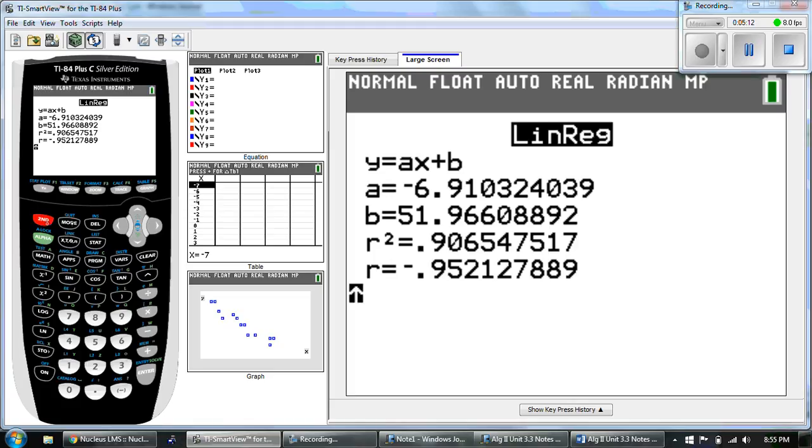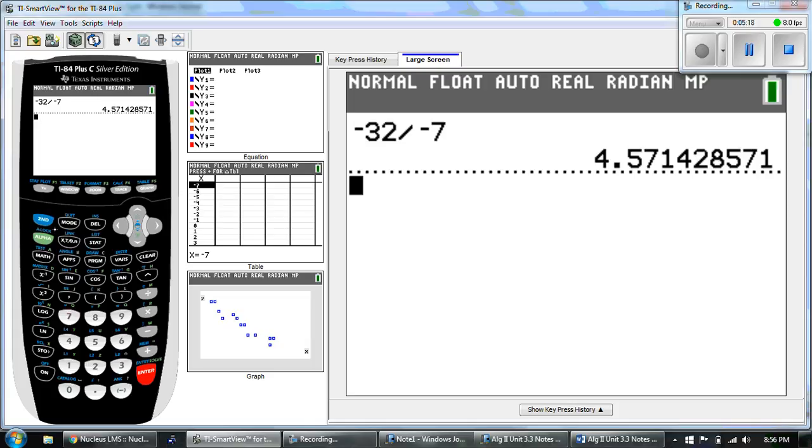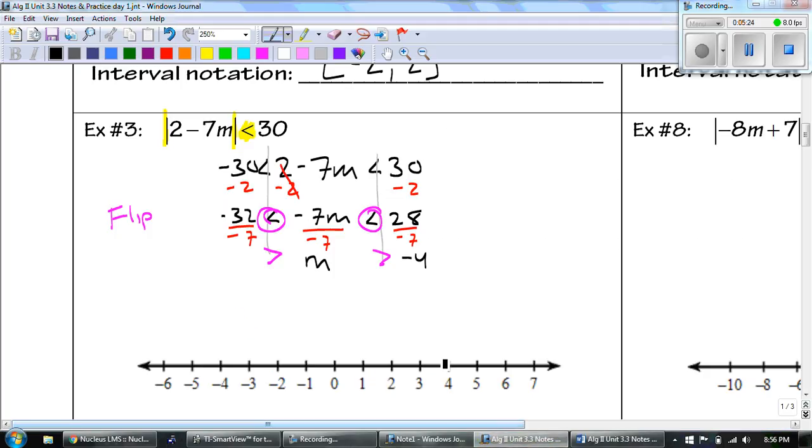So let's double check. We got negative 32 divided by negative 7, and it's about 4.57, and it doesn't reduce, which is fine. So 32 over 7. That's right, we do have to rewrite this. We had to flip and rewrite. So we get negative 4, which is less than m, which is less than 32 over 7.